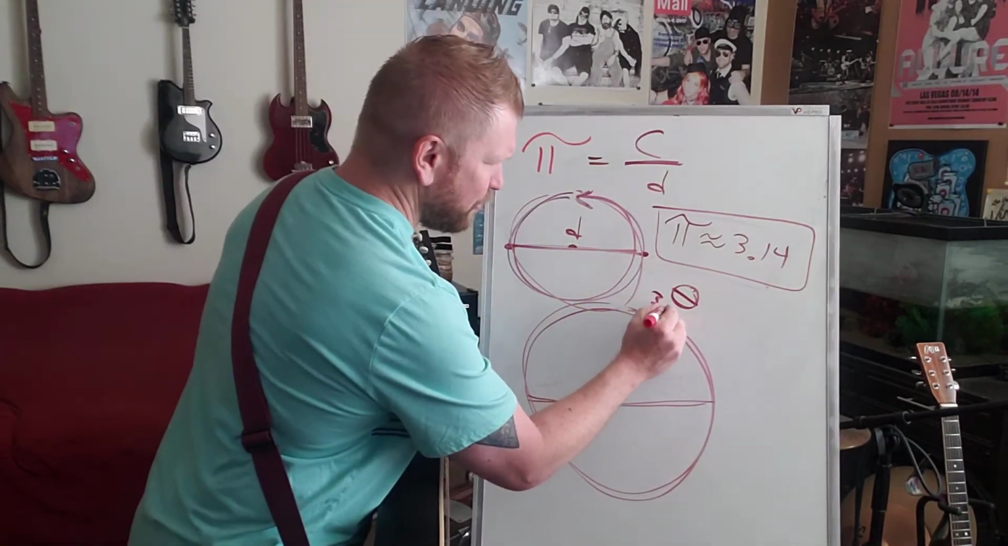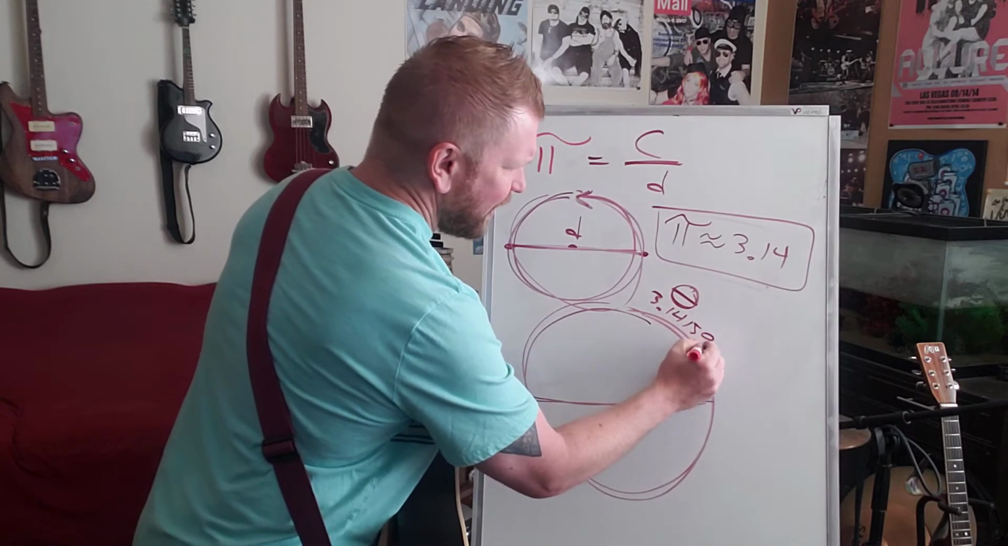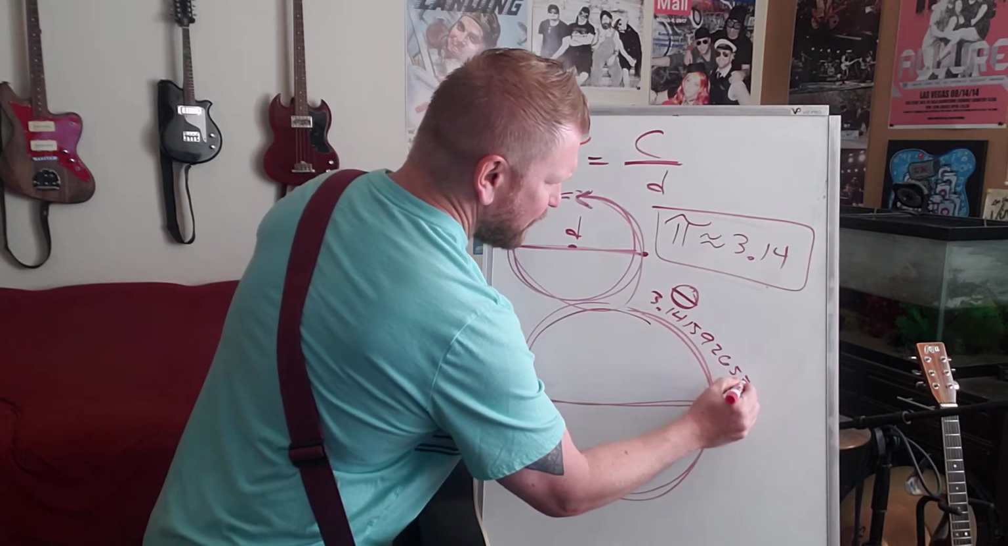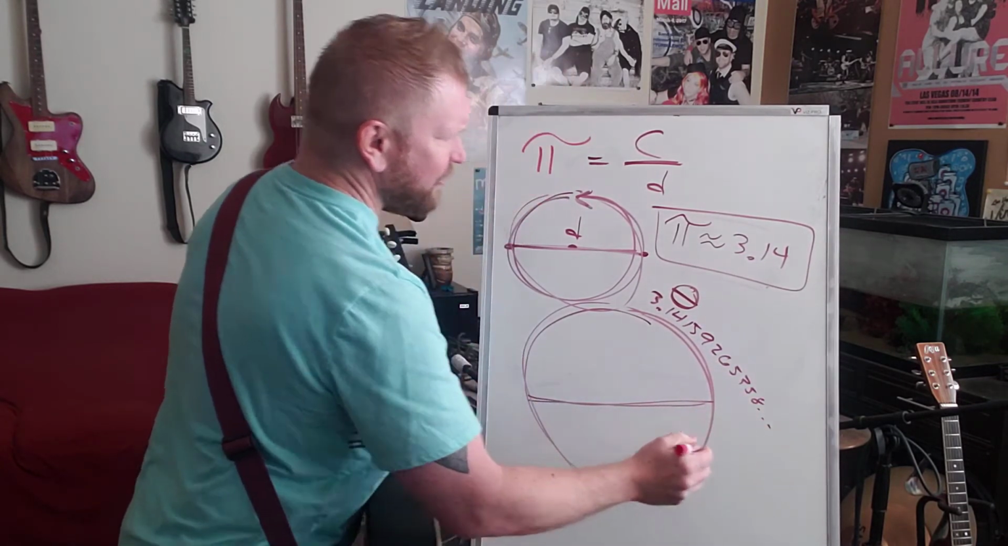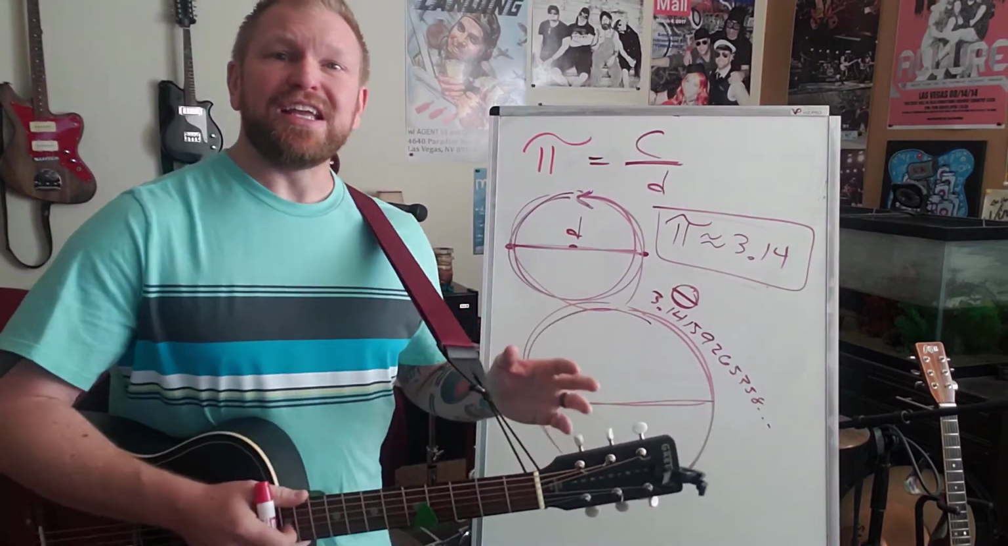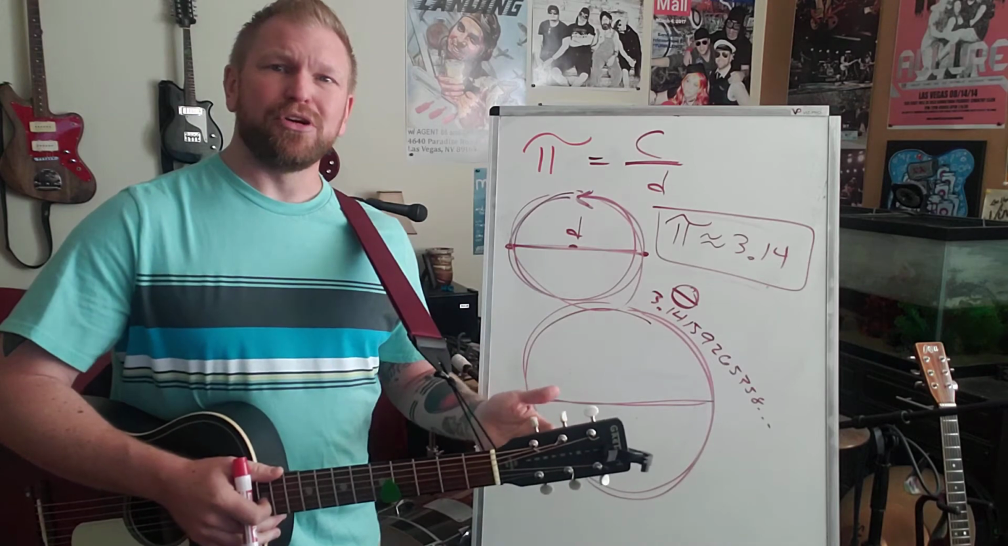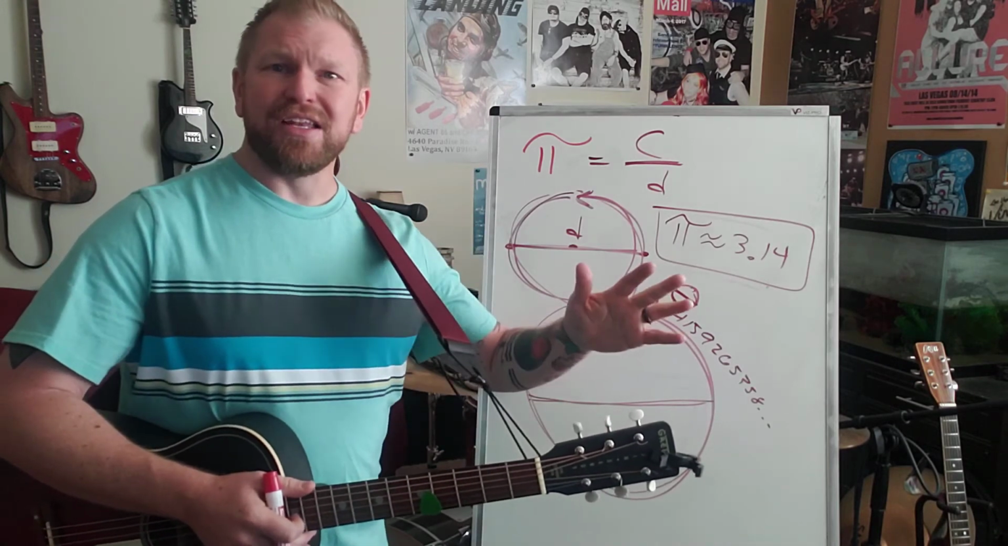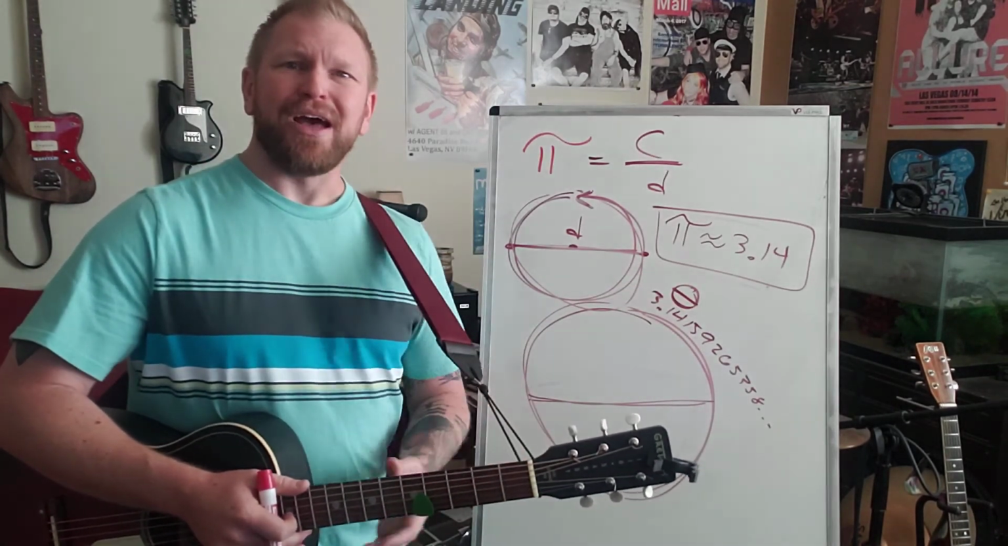It's this number, 3.14159265358, and it goes on forever and ever and ever. It never terminates, it never repeats. That's what makes it an irrational number. So an irrational number is a decimal number that never ends and it never repeats, like pi.